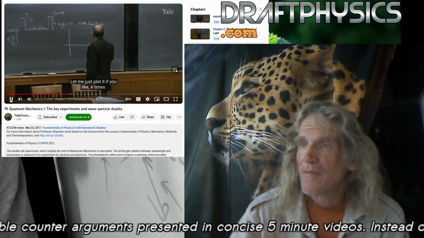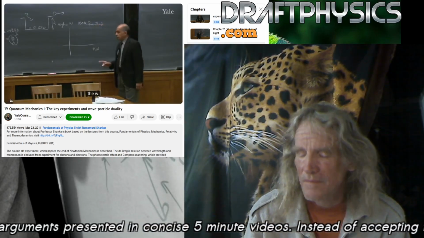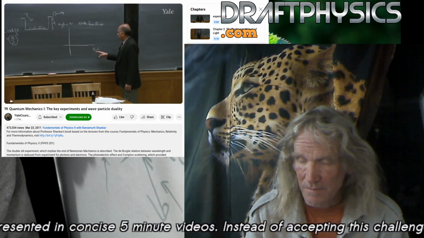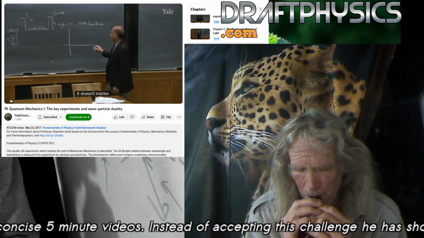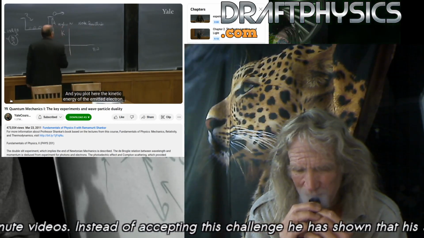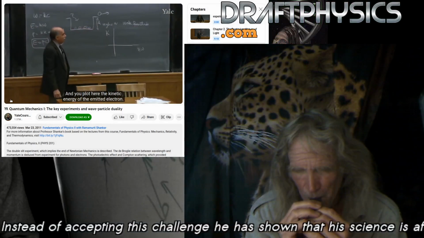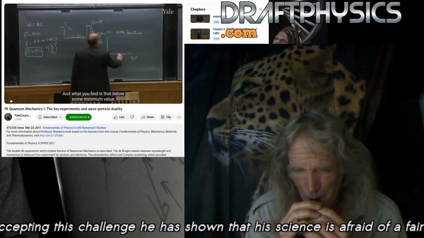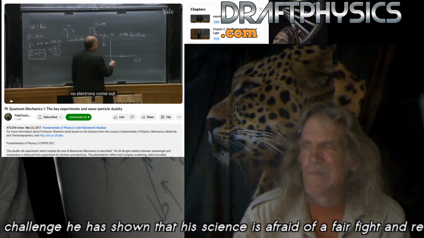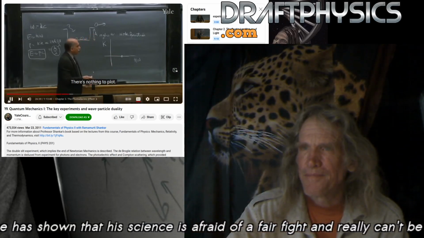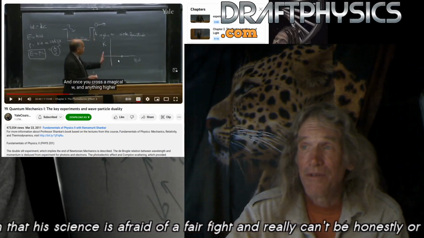Let me just plot, if you like, h bar times omega. In those days, they didn't know too much about h bar. You can even plot omega, it doesn't matter. And you plot here the kinetic energy of the emitted electron. And what you find is that below some minimum value, no electrons come out. There's nothing to plot. And once you cross... So that's just going too slow.